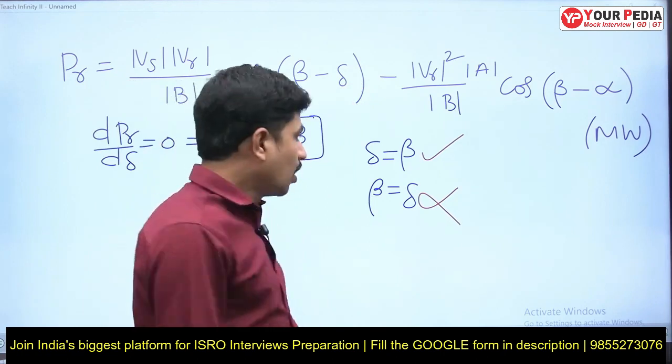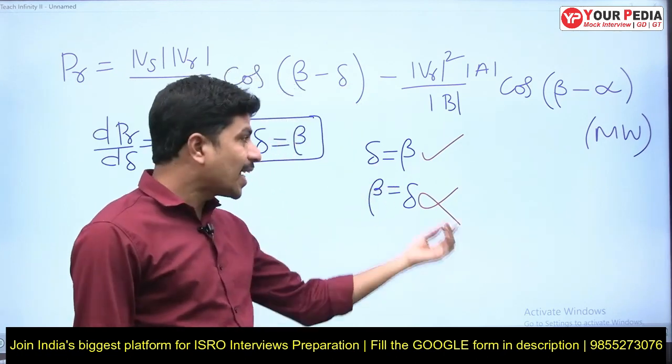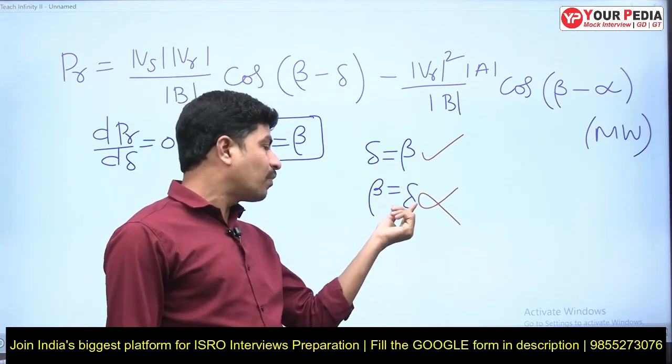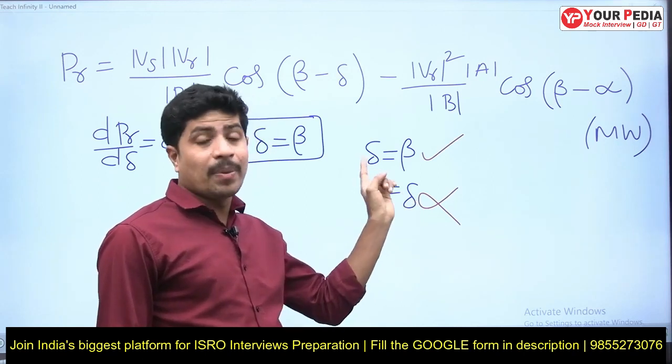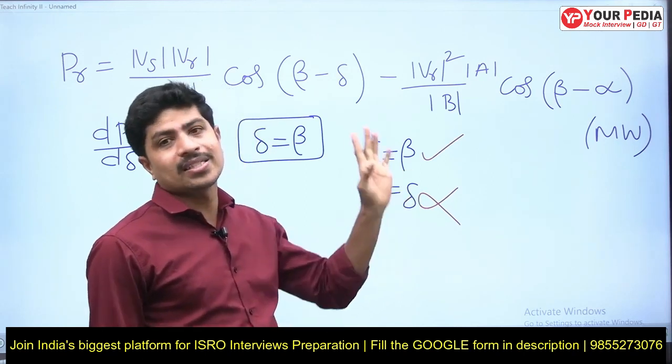Now, we can assign a constant to a variable, but we can never assign a variable to a constant. Beta equal to delta is wrong, delta equal to beta is correct.